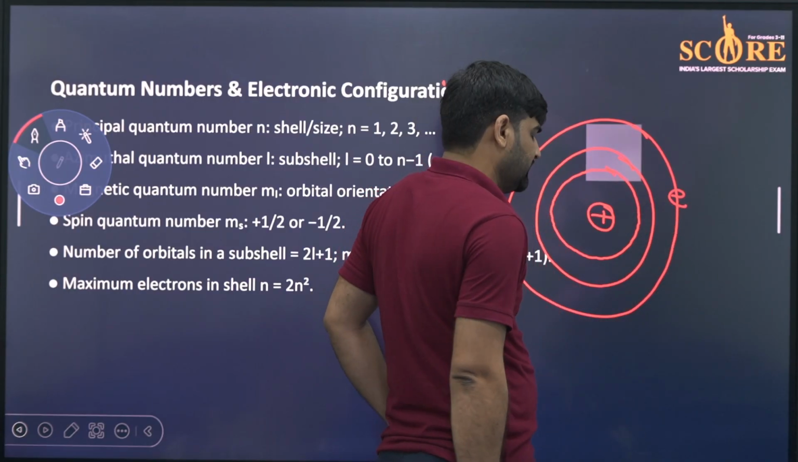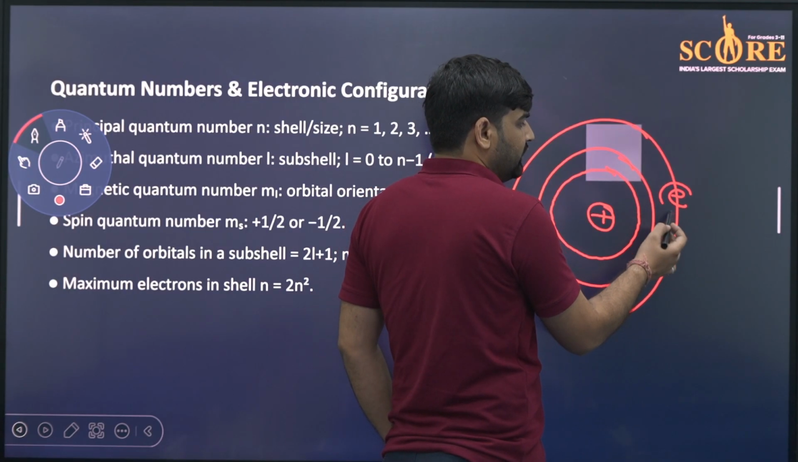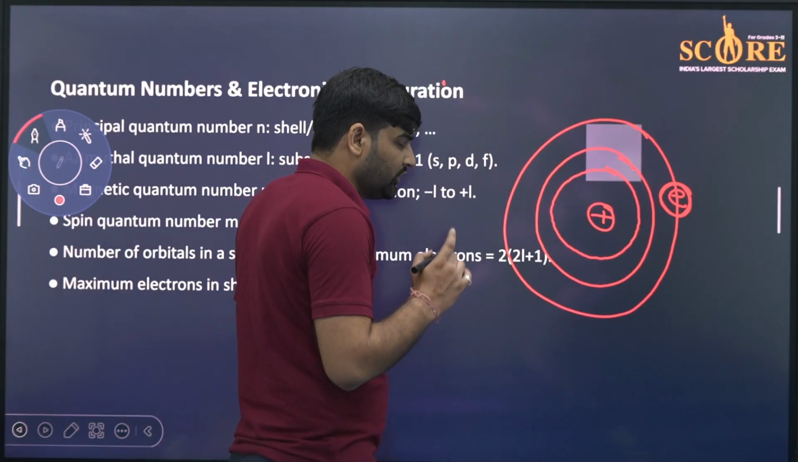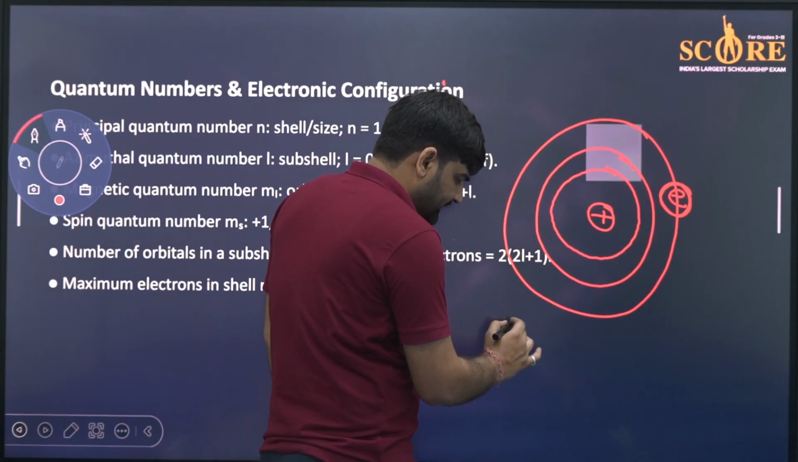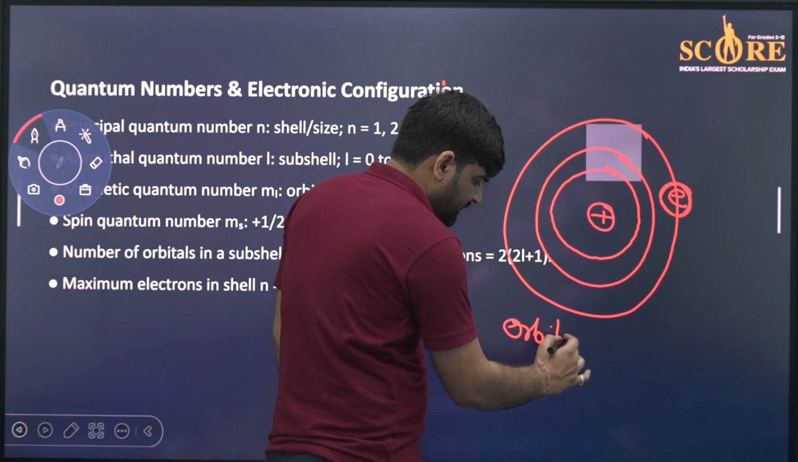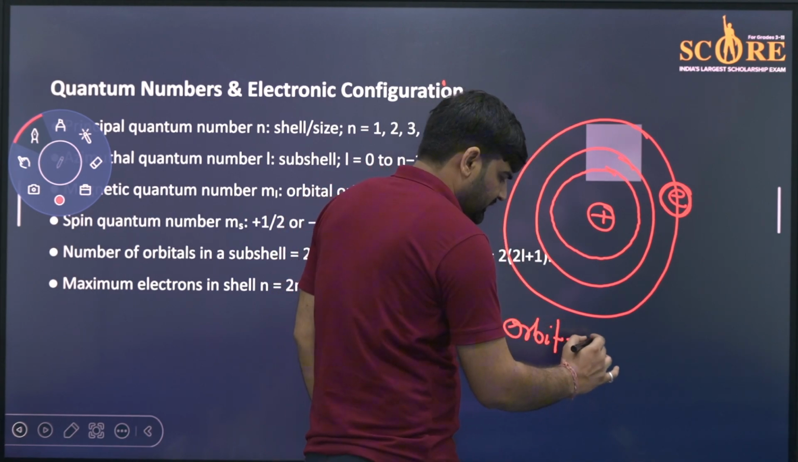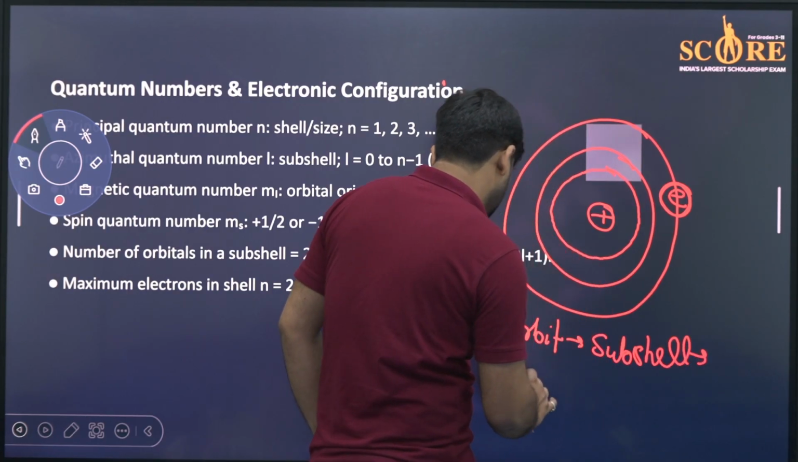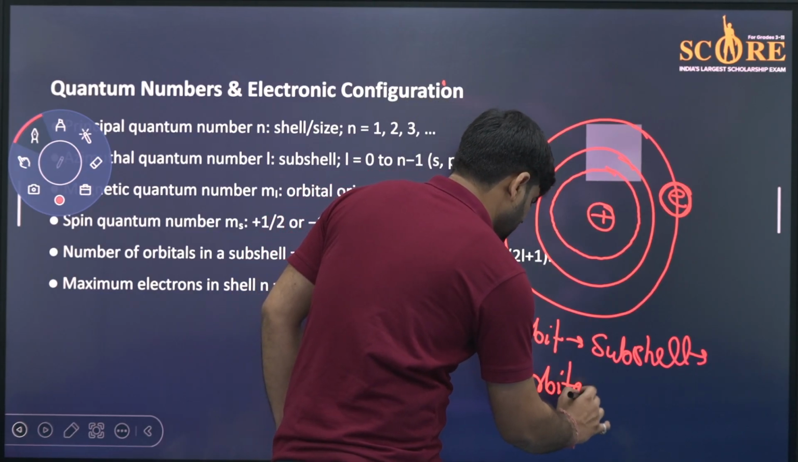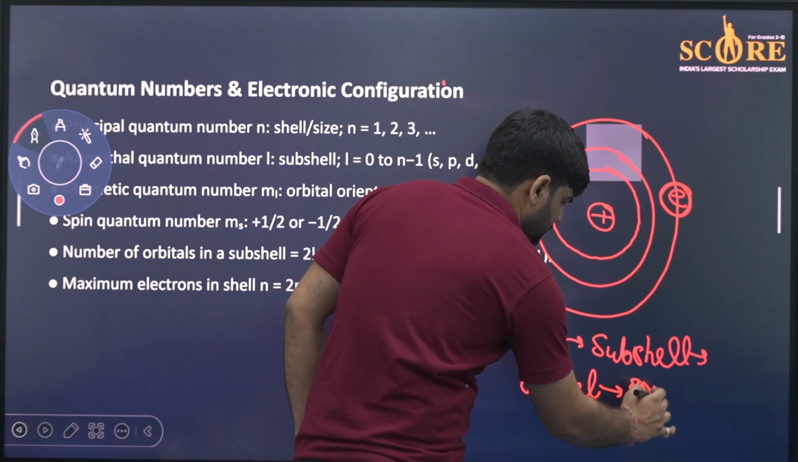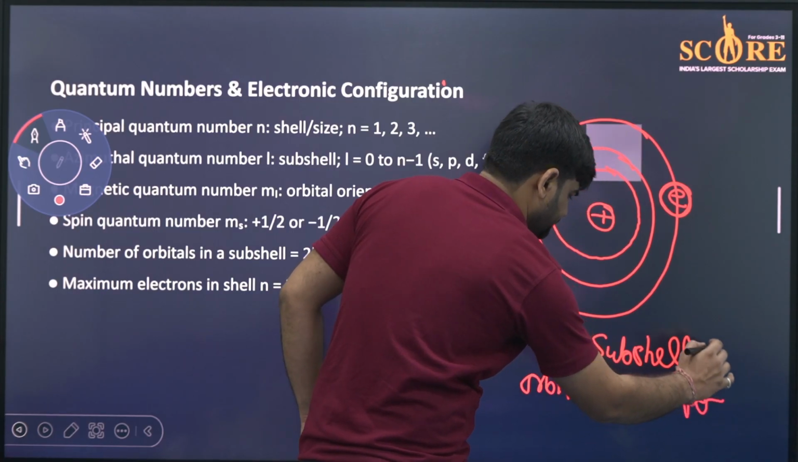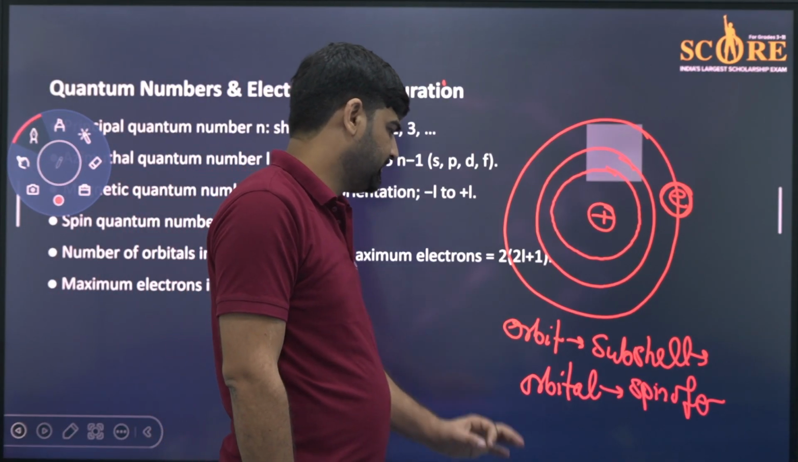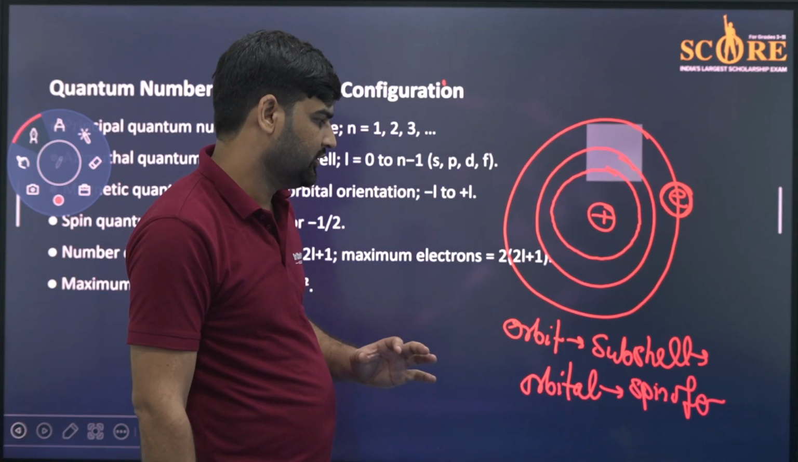Here the electron is present. So when we want to reach the electron, you have to know first the orbit, then orbit means shell, then you have to find the subshell, then you have to find the orbital, and then find the spin of the electron. You have to find first of all the orbit, then subshell, then orbital, then spin of the electron.